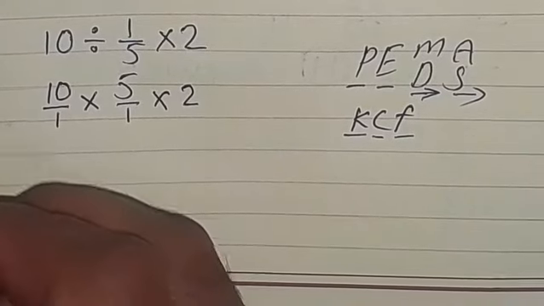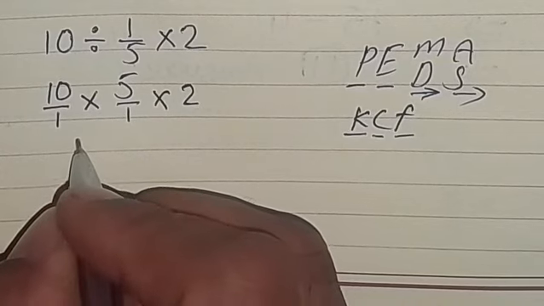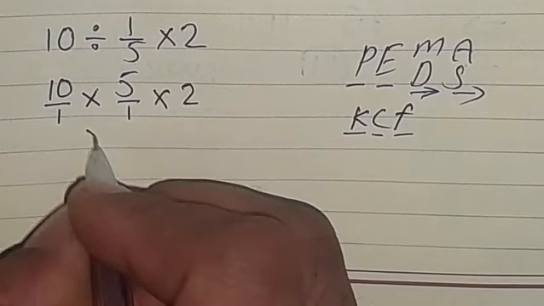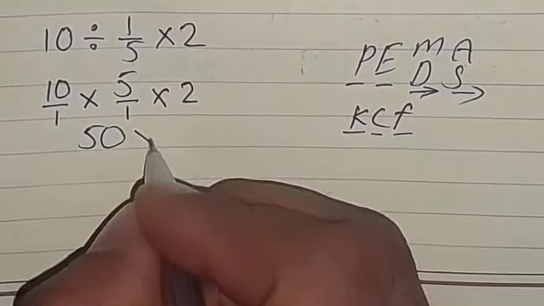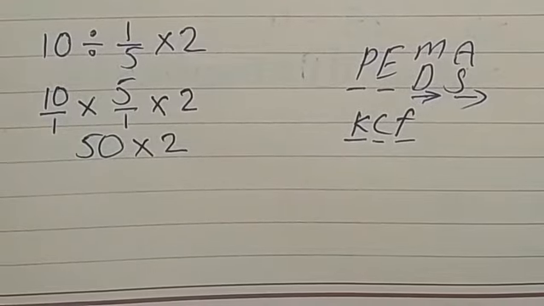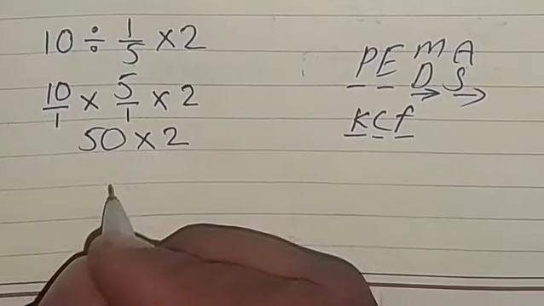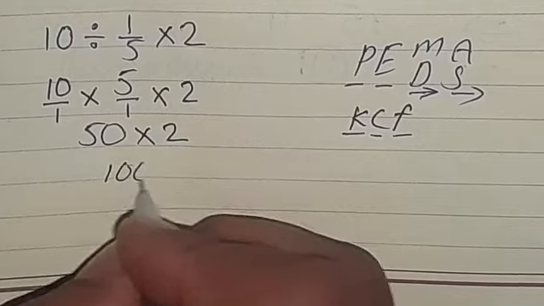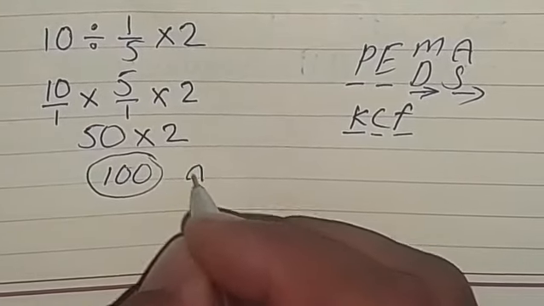So the equation becomes 10 times 5, which gives us 50, multiplied by 2. Now 50 times 2 gives us 100. So the final answer is 100.